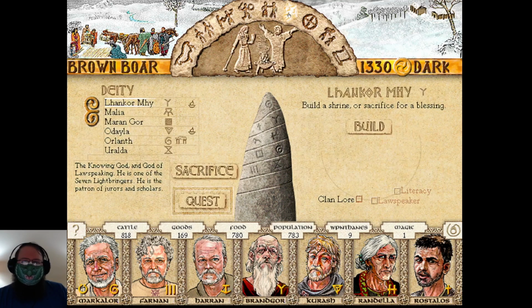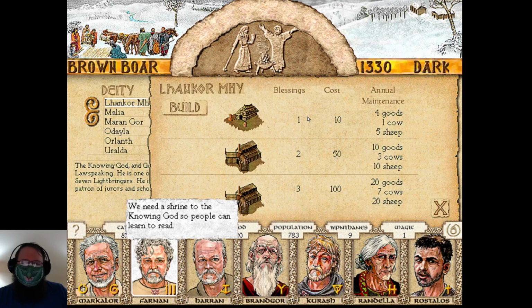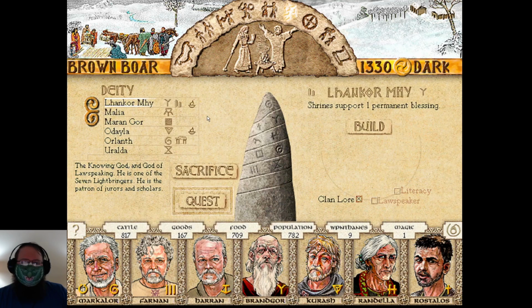It confuses my brain. But yeah, the whole point of doing the sacrifice was the fact that we wanted to build a shrine. It'll get 1 blessing, cost 10. And it has 4 goods, 1 cow, and 5 sheep maintenance. There we go.